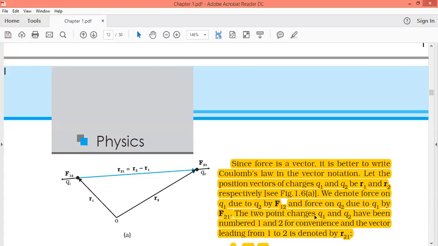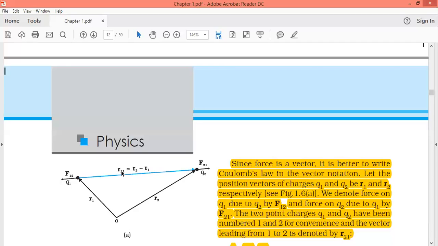The two point charges Q1 and Q2 have been numbered 1 and 2 for convenience. The vector leading from Q1 to Q2 is denoted by R21. What is R21? It is position 2 minus position 1. See R21, what does this indicate? The 2 is the position here, so R21 is R2 minus R1.